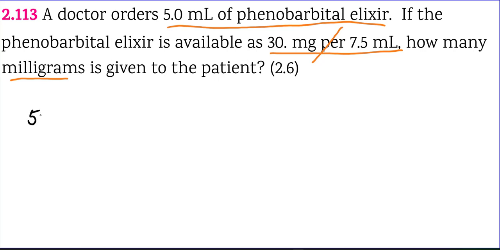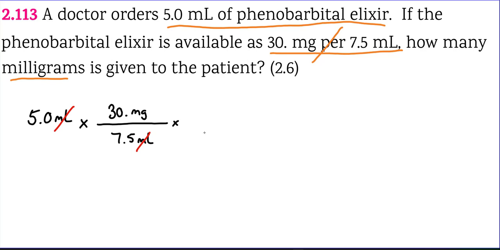We have the amount of phenobarbital that we need, and we have the concentration, which is basically like a density, 30 milligrams per 7.5 milliliters. We can go ahead and use that as a conversion to move from milliliters, the amount that's actually given, the 5 milliliters, to the milligrams.